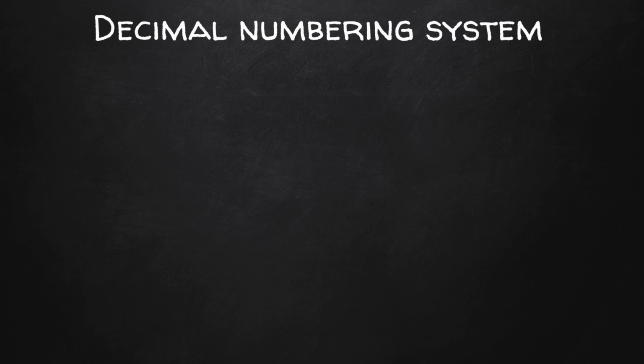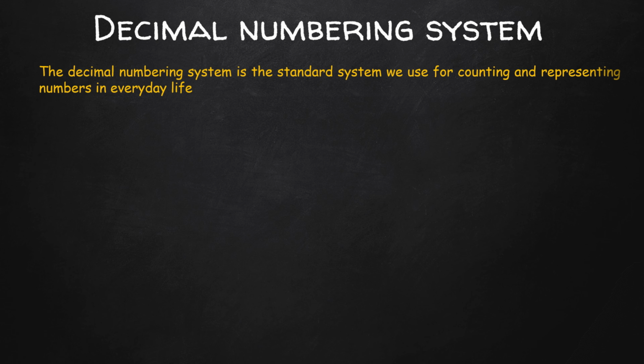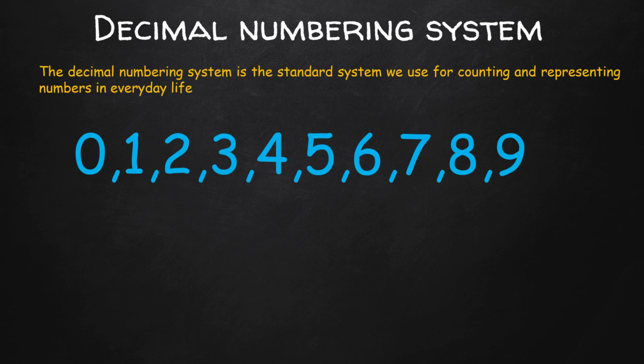Now let's talk about the decimal numbering system. The decimal numbering system is the standard system we use for counting and representing numbers in everyday life. And this is applicable for humans like you and me. A decimal number is made up of 10 values. They are starting from 0 to 9.